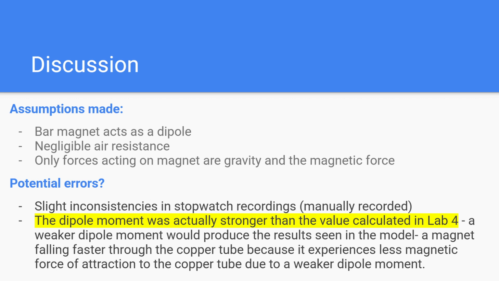But then the big thing is that the dipole moment could have actually been weaker than the value calculated in lab 4. A weaker dipole moment would produce the results seen in the model, a magnet falling faster through the copper tube because it experiences less magnetic force of attraction to the copper tube due to a weaker dipole moment.